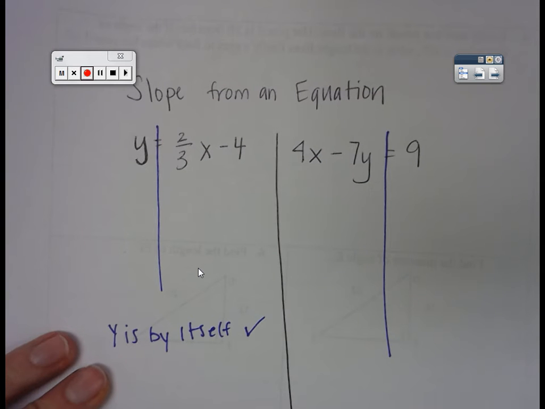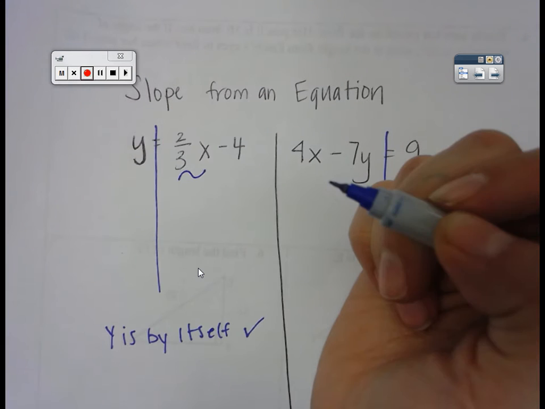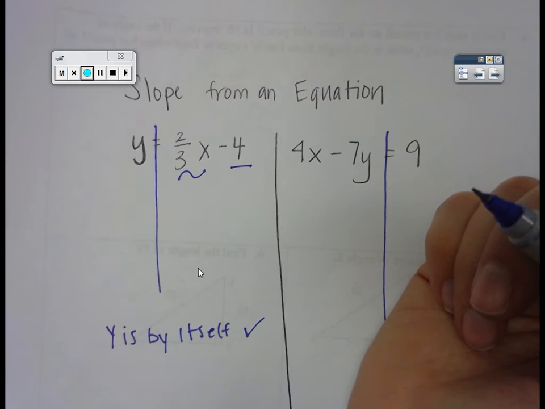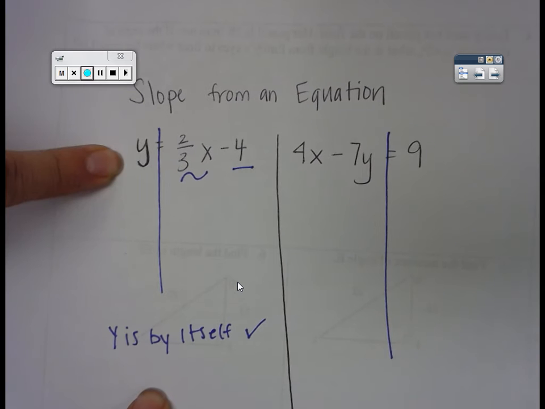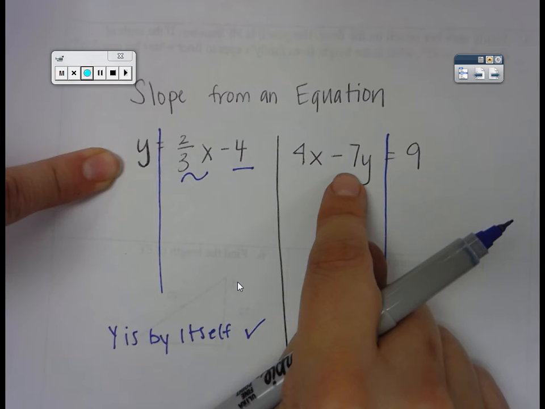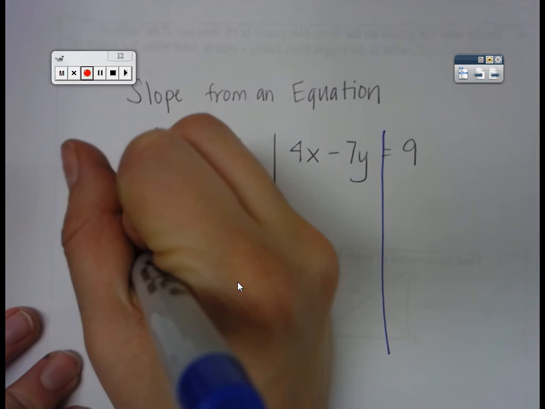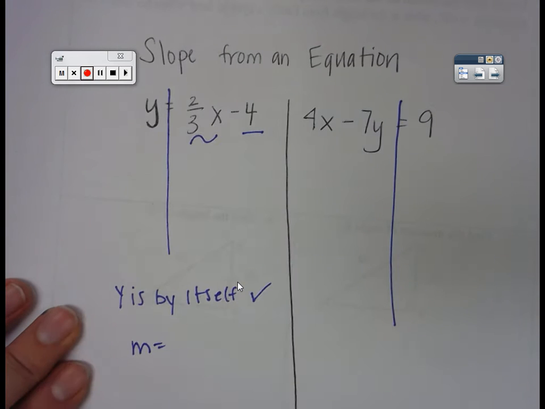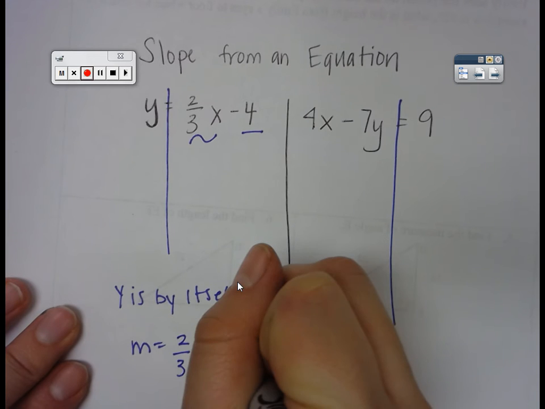All you have to do is look for the x. It's here, just like we do squiggly in my class. You have the 4 underlined. So in this one, where the y is by itself, this is all by itself. Here, it's not by itself. So on this one, you just have to squiggly, and your m, which is slope, is just the coefficient of the squiggly, the x, so it's 2 over 3. That's all you have to do.